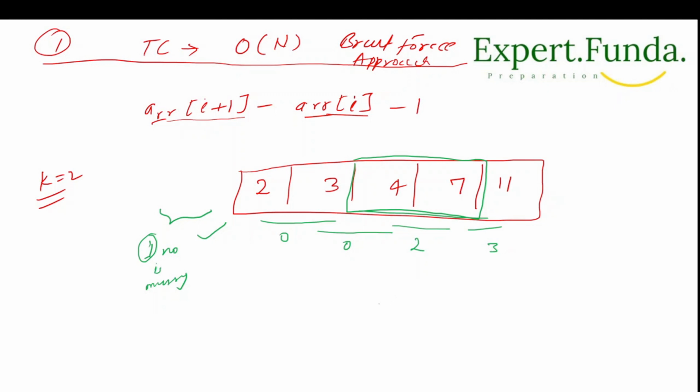So if we follow this approach, we iterate over the array and compute the number of missing numbers between the elements.